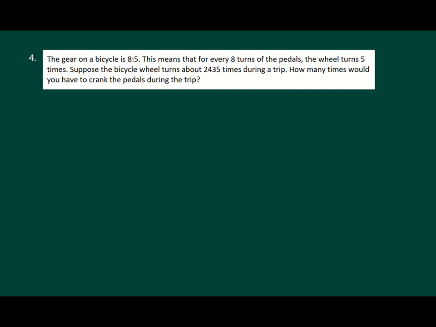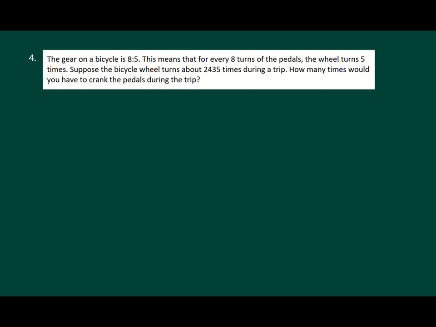Number 4 says the gear on a bicycle is 8 to 5. This means that for every 8 turns of the pedal, the wheel turns 5 times. Suppose the bicycle wheel turns about 2,435 times during a trip. How many times would you have to crank the pedals during the trip?